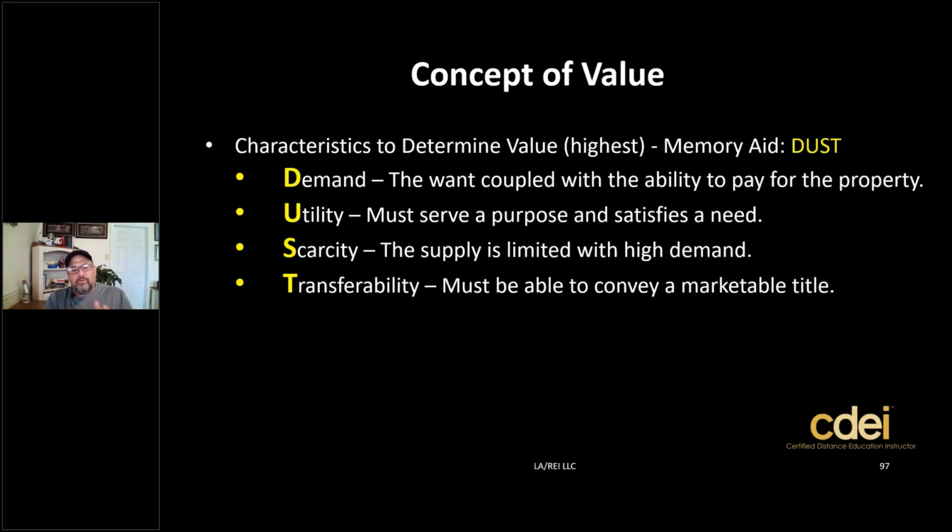And then transferability. Got to be able to convey a marketable title. What does a marketable title mean? Free and clear of all liens. Okay, got to be free and clear of all liens, and it's got to be marketable and be able to be transferred into the buyer's ownership. So listen, know this acronym: DUST, demand, utility, scarcity, and transferability.